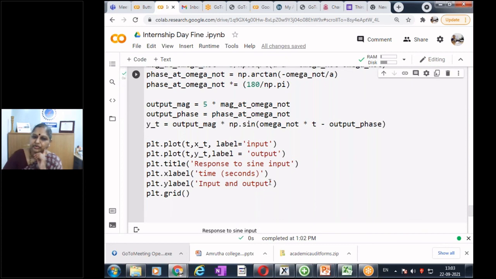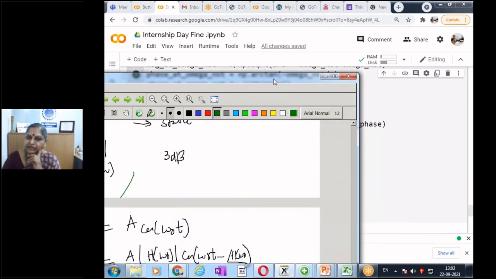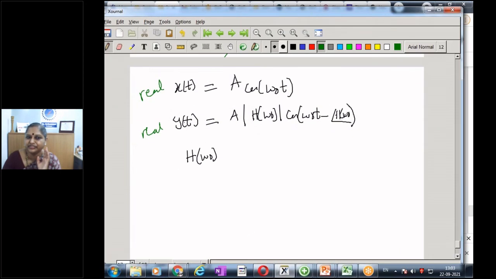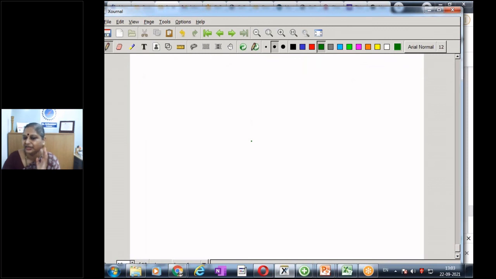So now for homework, any doubts? Are you able to appreciate there is nothing complex that exists? Everything that is physical is only real. The Fourier transform, everything was so complex, but finally magnitude and phase I compute, and I multiply my input amplitude, and I give a phase delay. Any questions? So if I give you a homework, you will be able to do it.